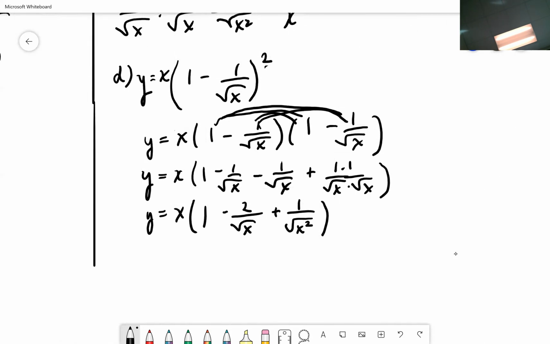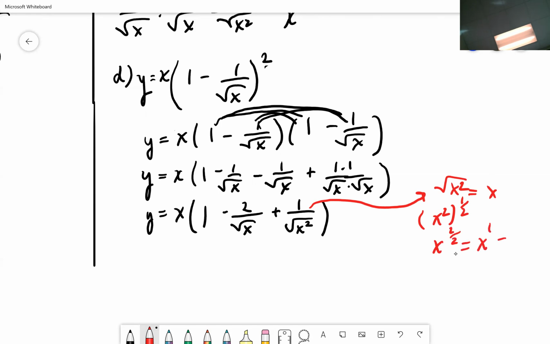So what's this, by the way, and this is, I think, important. The square root of x squared is just x, because x squared to the half power is x to the 2 over 2, which is x to the first, which is x. Like my teacher told me that the two, that those cancel. That's what I was told.